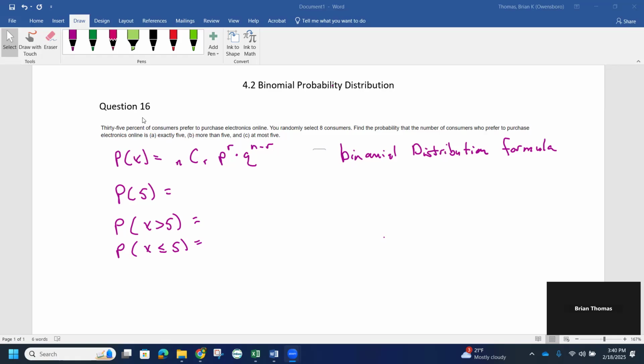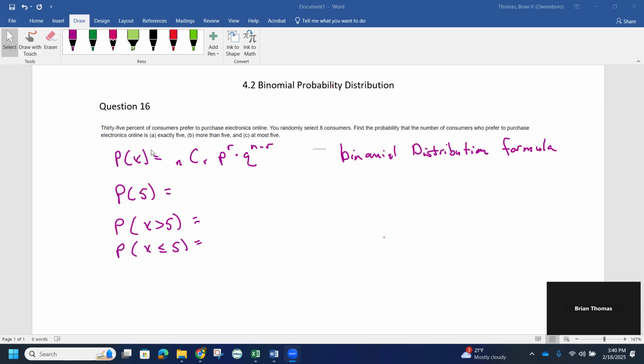So question 16 is a type of binomial probability distribution. If we look at this, 35% of the consumers prefer to purchase electronics online. You randomly select 8 consumers. Find the probability that the number of consumers who prefer to purchase electronics online is exactly 5, more than 5, or at most 5. So we've got 3 different questions here.